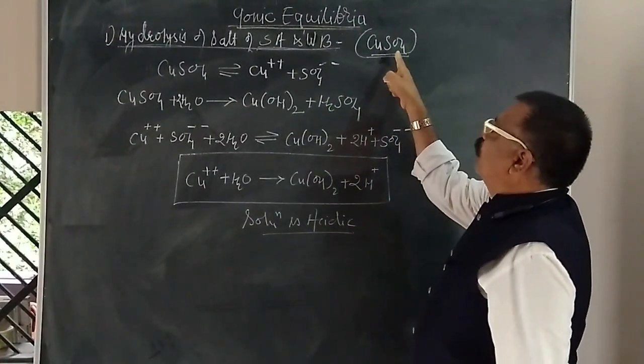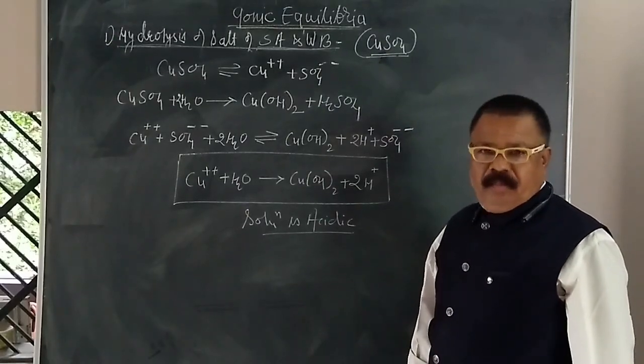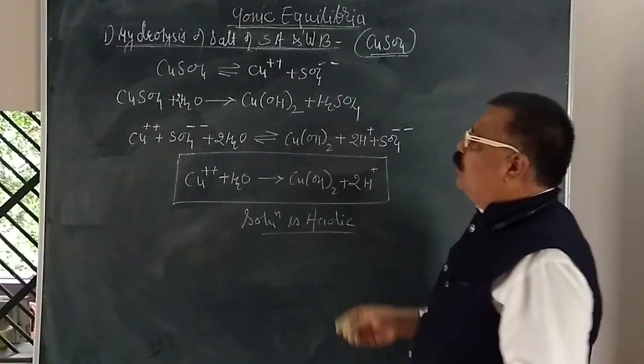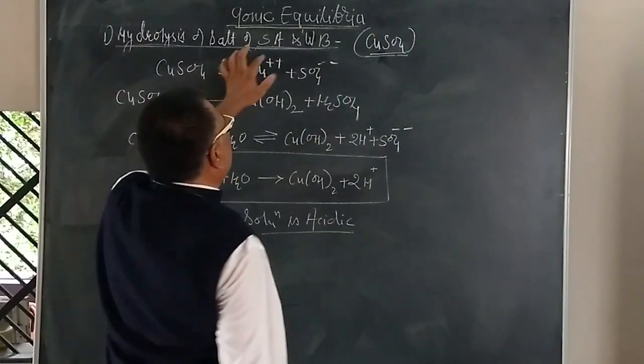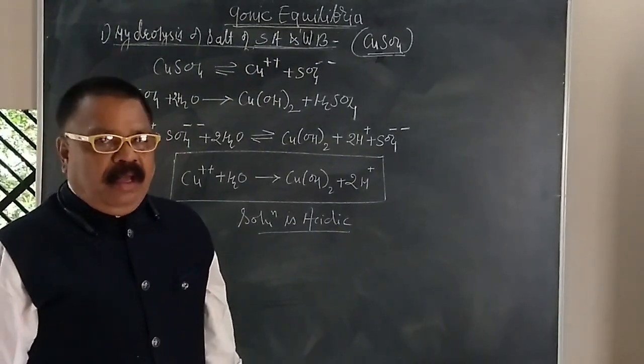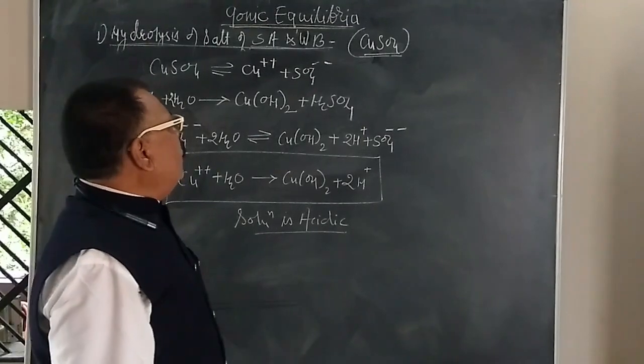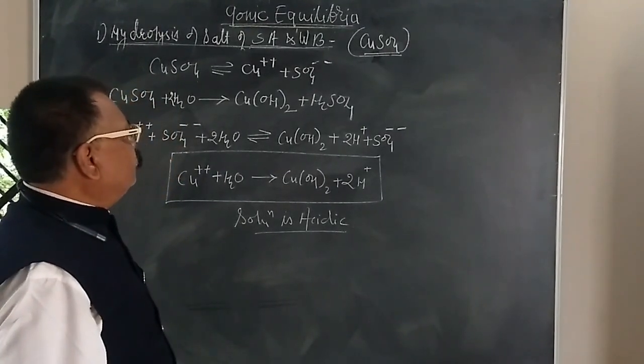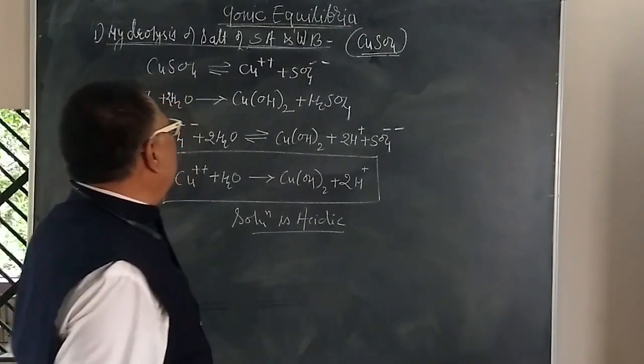Where this copper sulfate is the salt that we are getting by the combination of the strong acid as well as the weak base. Correct?